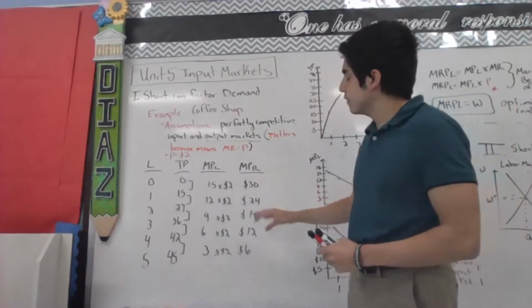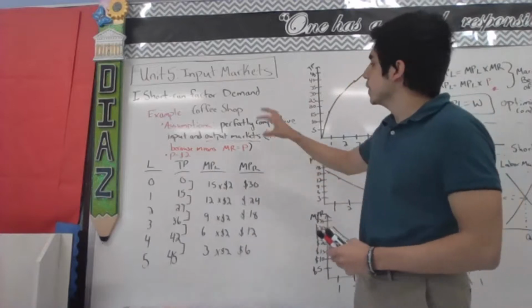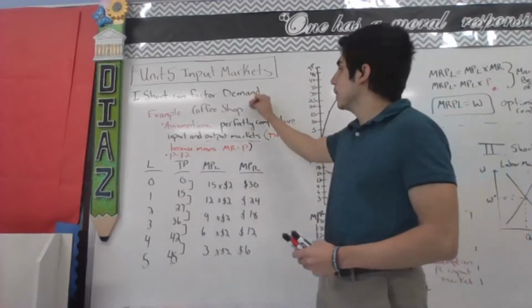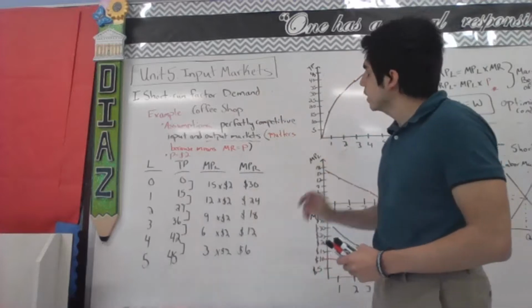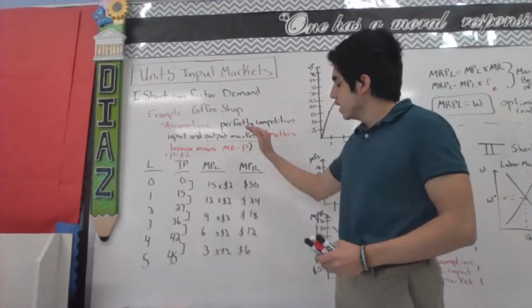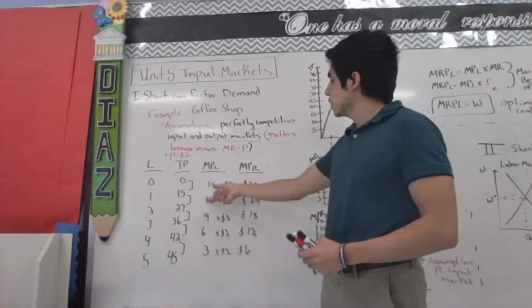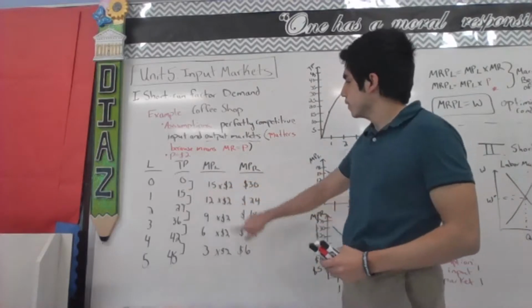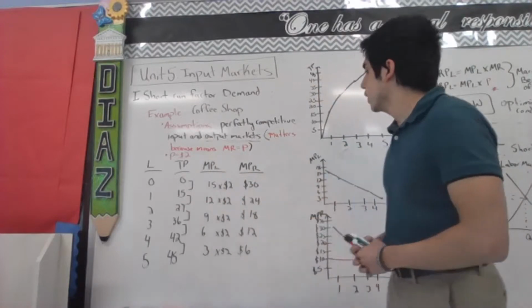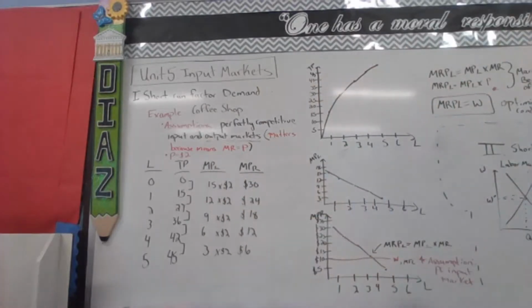So the marginal product of revenue, luckily, since we're assuming a perfectly competitive output market, we're assuming that this coffee shop is a price taker. We just multiply the marginal product of labor by the price of coffee, which is a constant. And so we get 15 times 2, right? The price of coffee, I'm assuming, is $2. 30, 24, 18, 12, and 6.